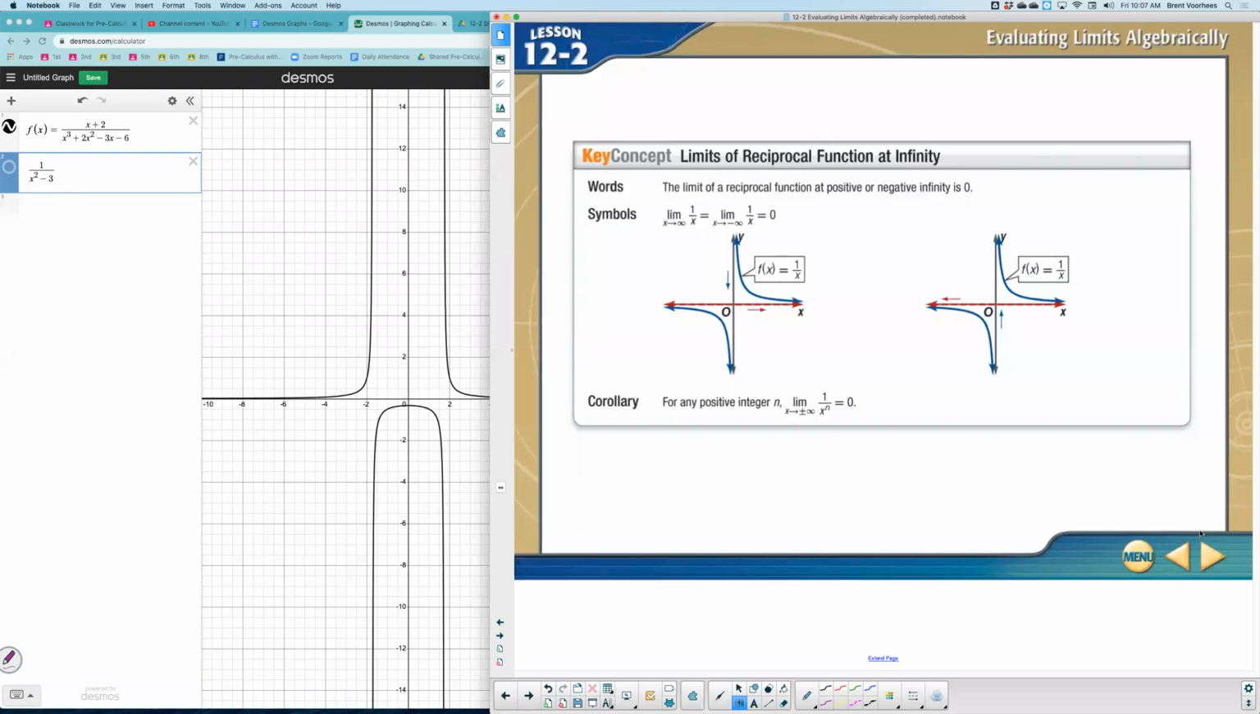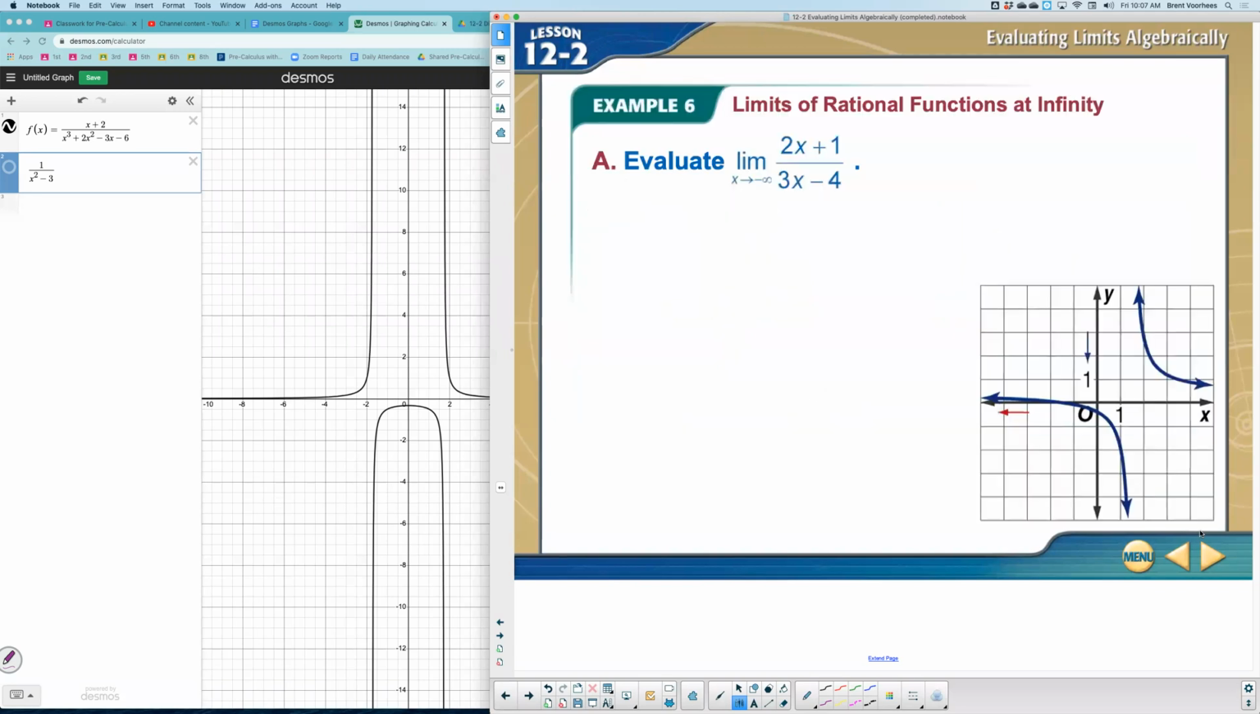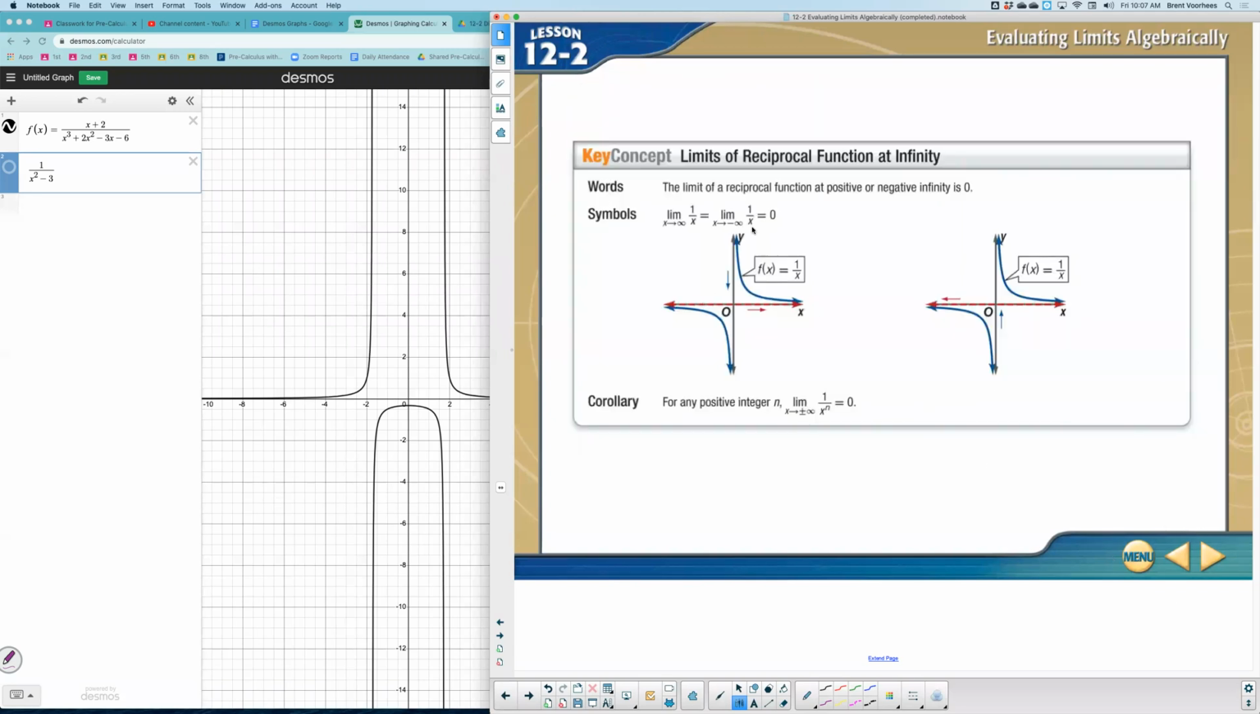Now let's take a look here at example 6. On example 6, here are some rules showing you how the limit of rationals will work when we approach positive and negative infinity. We gave these rules in lesson 2.5, and you might remember that we have 3 rules.